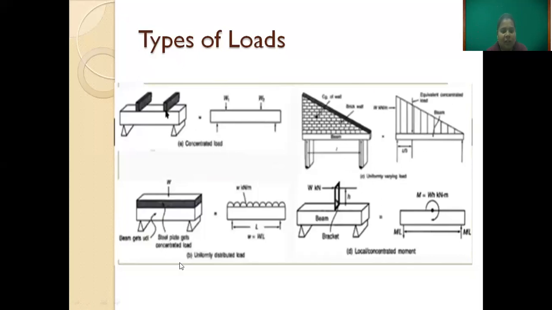After that, the third one is uniformly distributed load. Suppose we have taken this beam and I have applied the load likewise. Likewise means the full load is applied here, from support A to support B. So it is uniformly applied. So this load is called a uniformly distributed load.